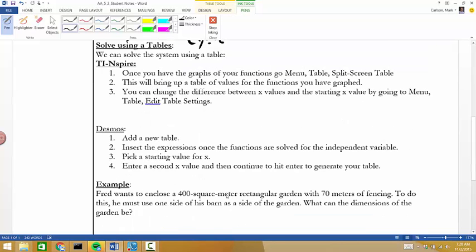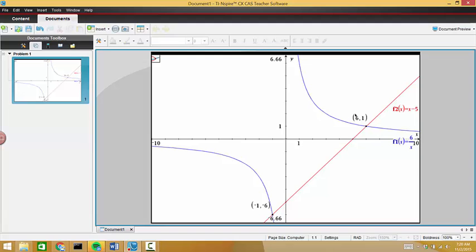All right, another thing that we can do with both of these technologies is that we can use what we know about the functions and create tables as well. Now, the nice thing about tables, it gives us exact ordered pairs that satisfy each of the different functions. So I'm going to show you how to do that on your Inspire, and then also how to do that on Desmos as well. So we're going to come over to the Inspire calculator with the graphs that we already have there. And there's a very easy way to do it.